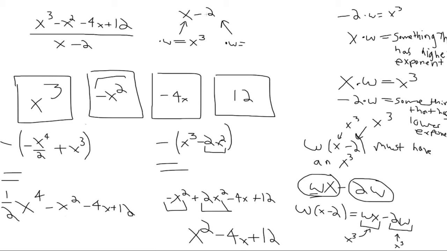So it has a higher exponent than negative 2. It has a higher variable exponent than negative 2. So we multiply w by x to equal x cubed. We choose x to be the thing that w has to multiply by to equal x cubed. Okay. Whereas if we did the other one, we would end up producing an even larger exponent.